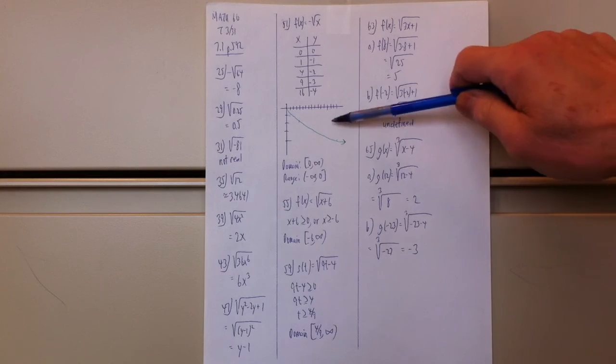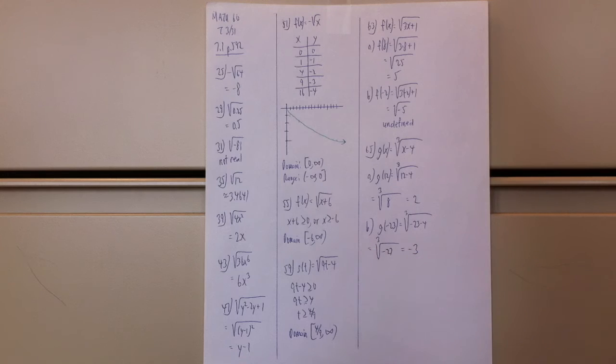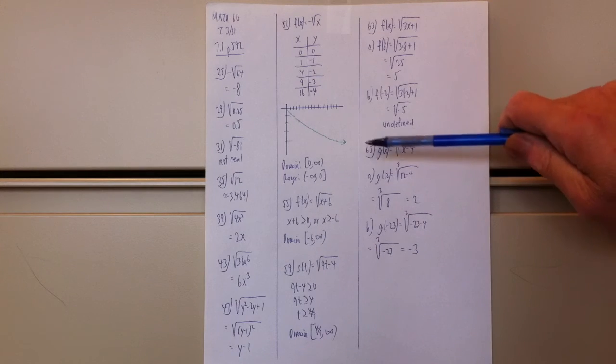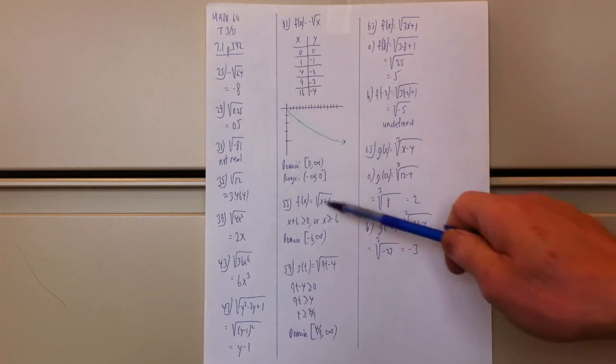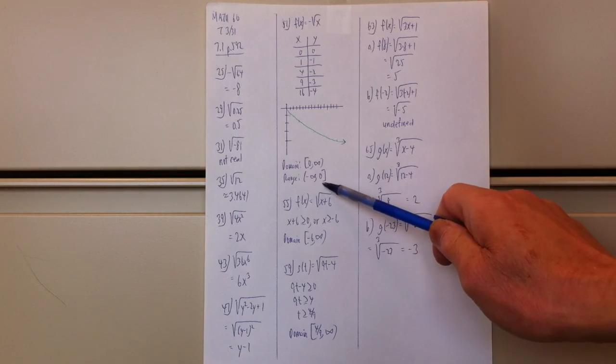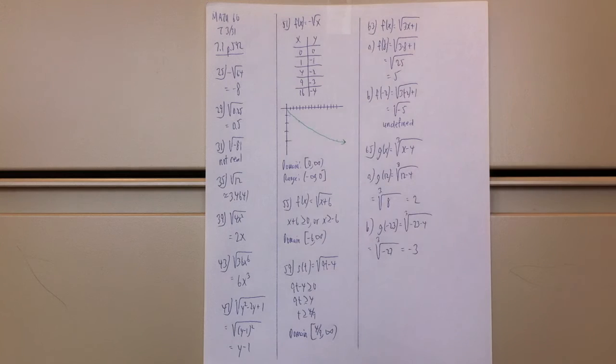For the range, well, this can go as low as you want, so negative infinity, but the highest, the largest value that y could have is 0, including 0. So the range is from negative infinity to 0 with a bracket including the 0.